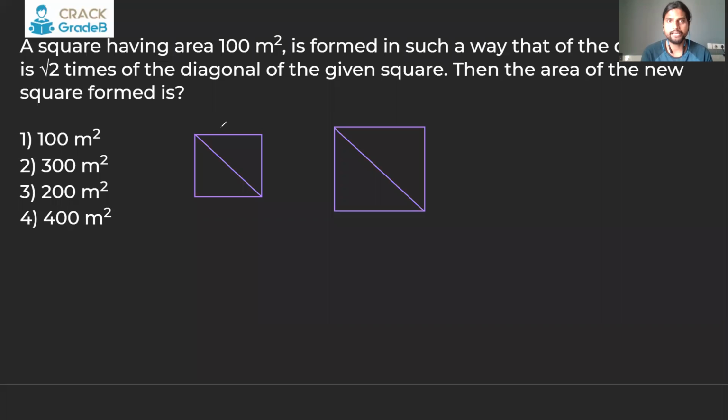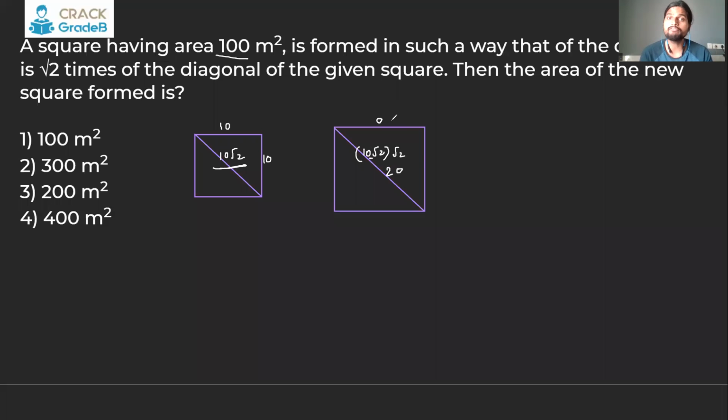If there is this square whose area is 100, the sides are going to be 10, because area is side square. 100 is 10 square, so the sides are 10. That means the diagonal is going to be 10 root 2. We are deriving another square whose diagonal is root 2 times this, that means 10 root 2 times root 2. That makes it 10 into 2, 20.